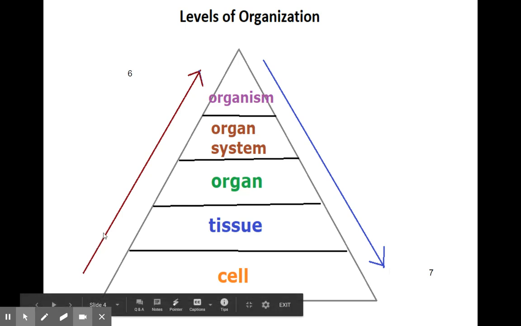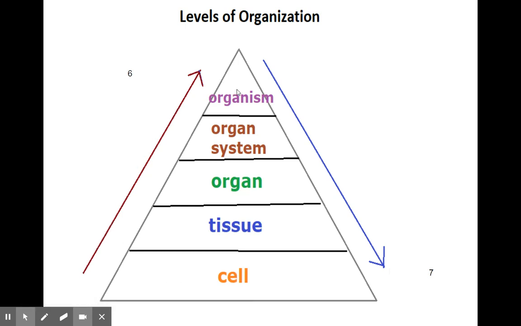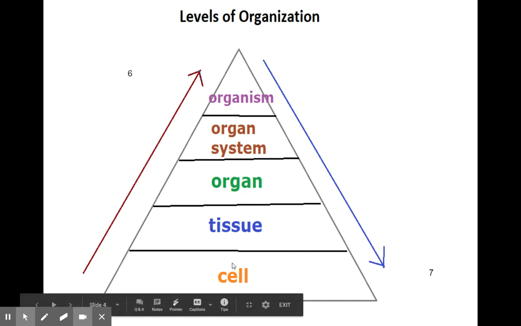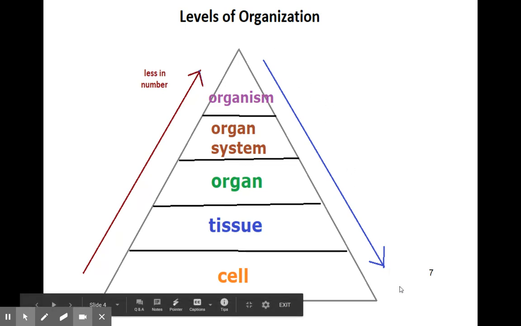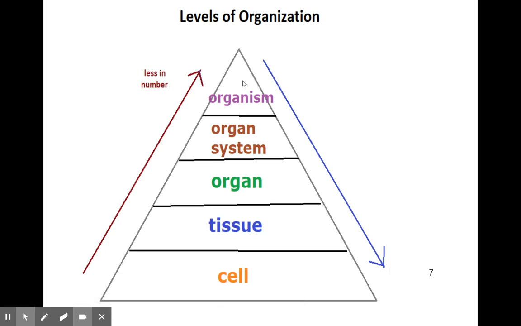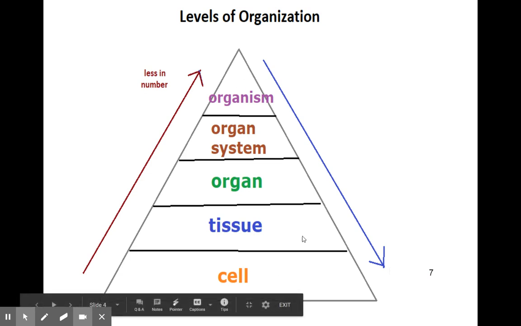Now on this side, as we go up, remember there's just one of me in this classroom, but I have trillions of cells. So the higher we go up is less in number. The more we go down, this is the complicated side. Is it more complicated up top or more complicated at the bottom? The more we go down this pyramid, it gets less complicated. It's more simple at the bottom.